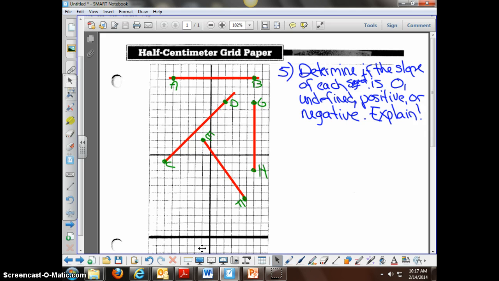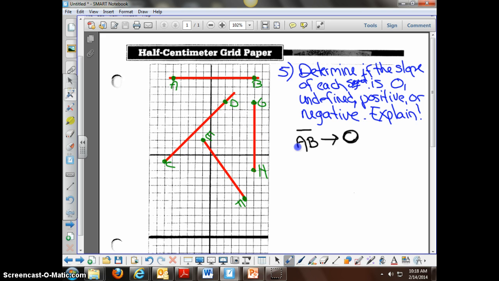Let's start with segment AB. I would like to know if it is a 0, if it is undefined, if it's negative, or it's positive, and why. So segment AB, raise your hand, tell me what you got. What do you think it is? Jalen, what do you think? A 0. It's a 0 slope. So Jalen says it is a 0 slope, and can you explain?